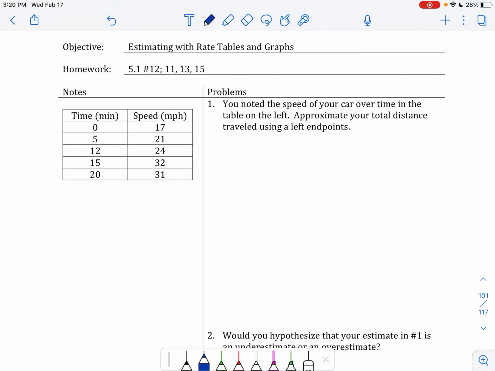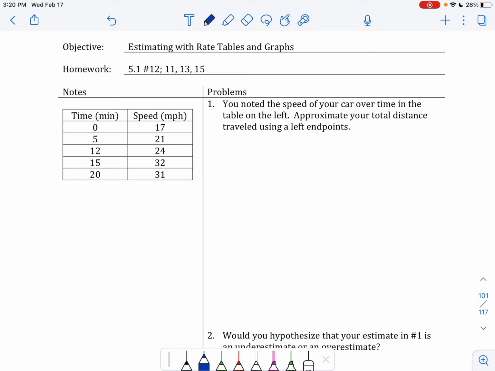All right, so we're going to keep talking about estimating areas using rectangles, but I want to show you some word problems that we will have a nice application for these estimates. So get yourself ready for notes, and we're going to get started talking about rate tables and graphs.